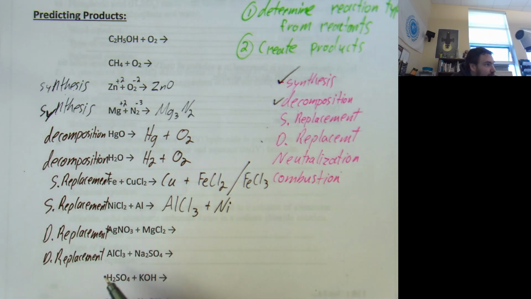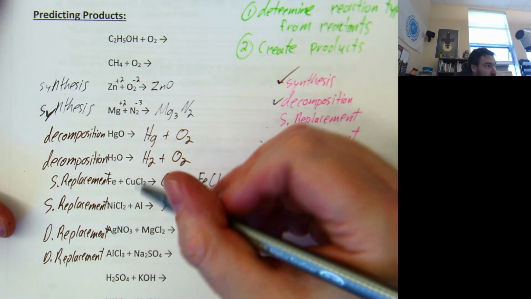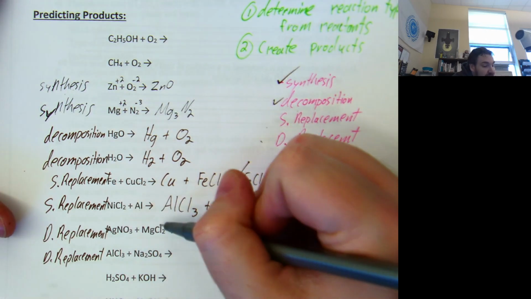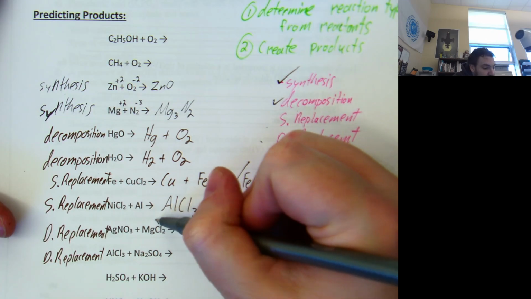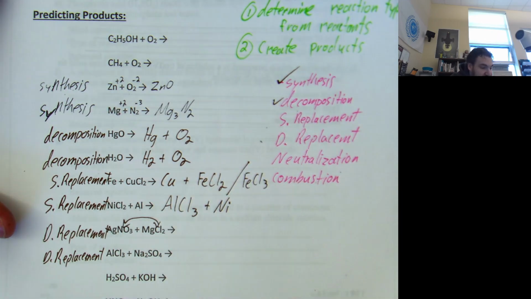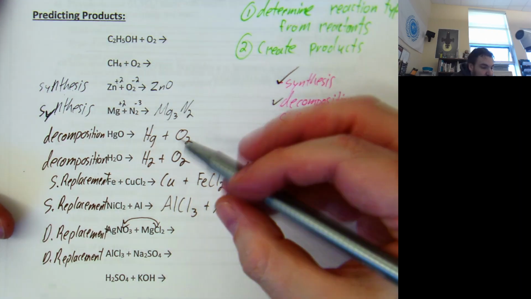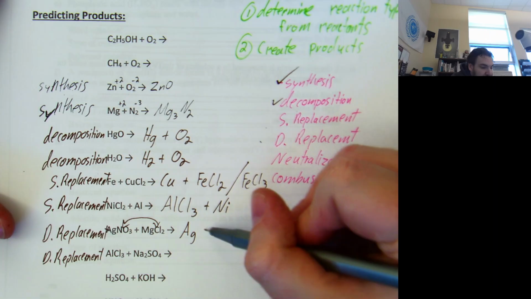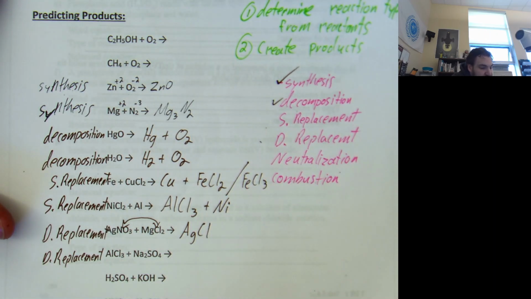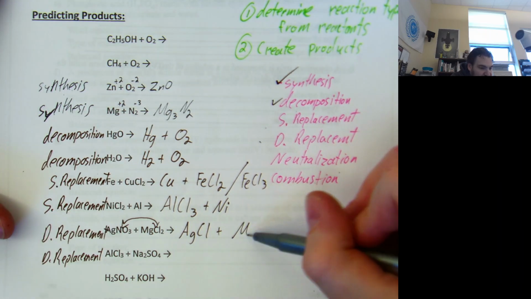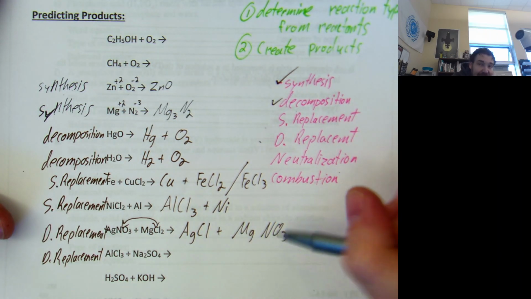Malik's already said the next two are double replacements. Malik, you're correct. So what's going to happen here in this guy? I've got silver nitrate and magnesium chloride. Who's going to swap with whom? The Cl and the... So these guys are going to change places. So Ag and Cl are going to get together. And Mg and NO3 are going to get together.